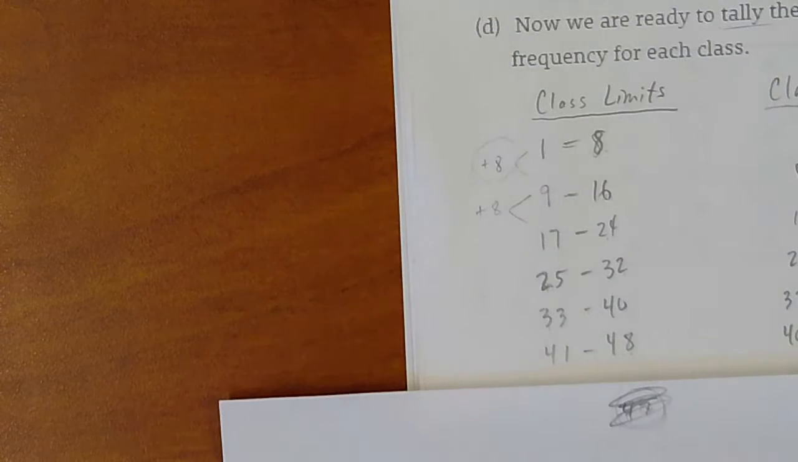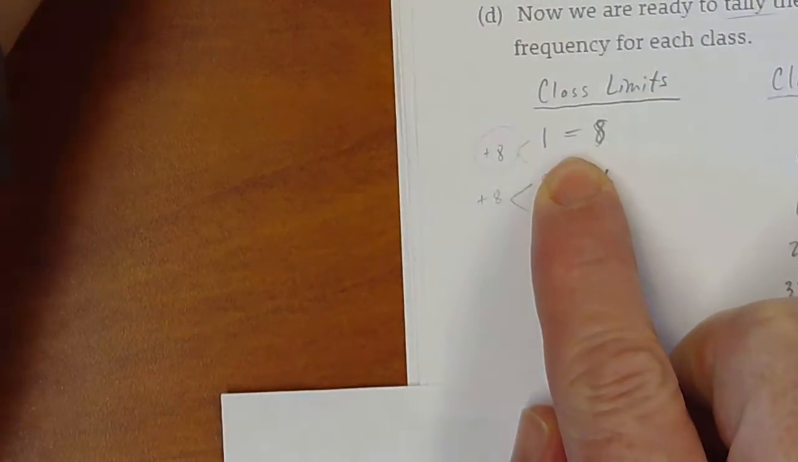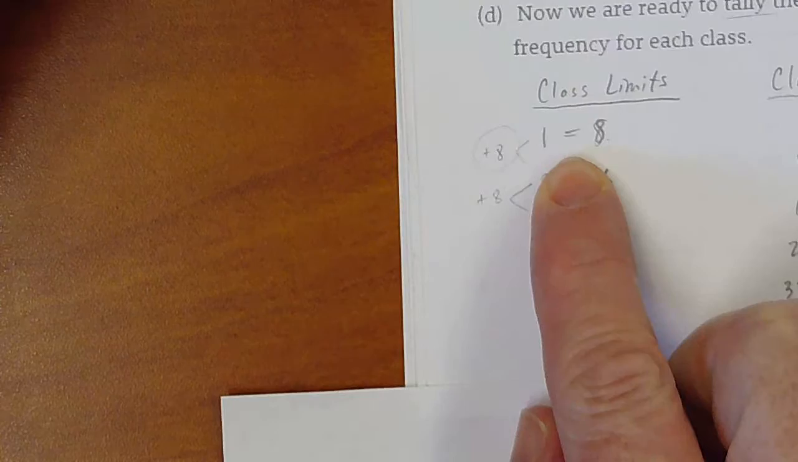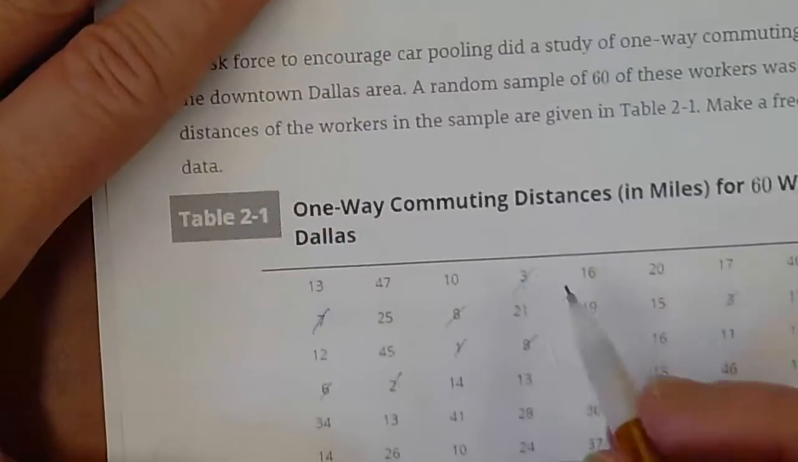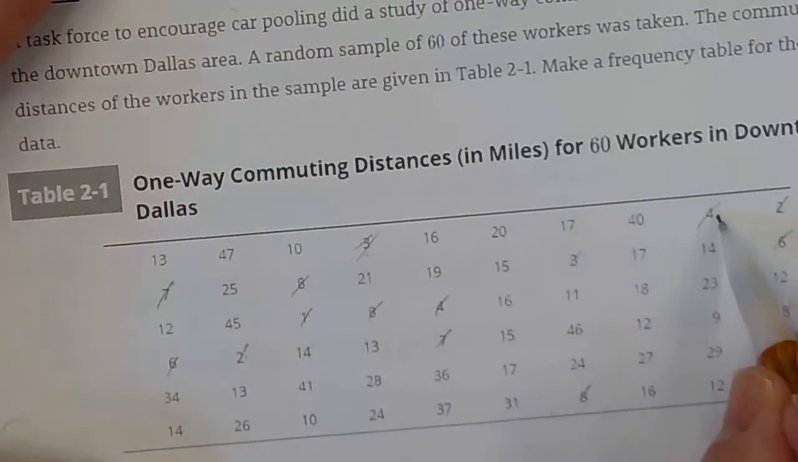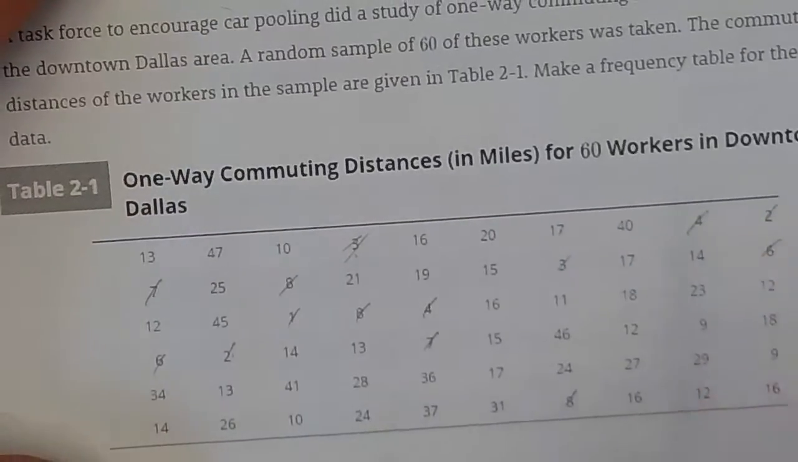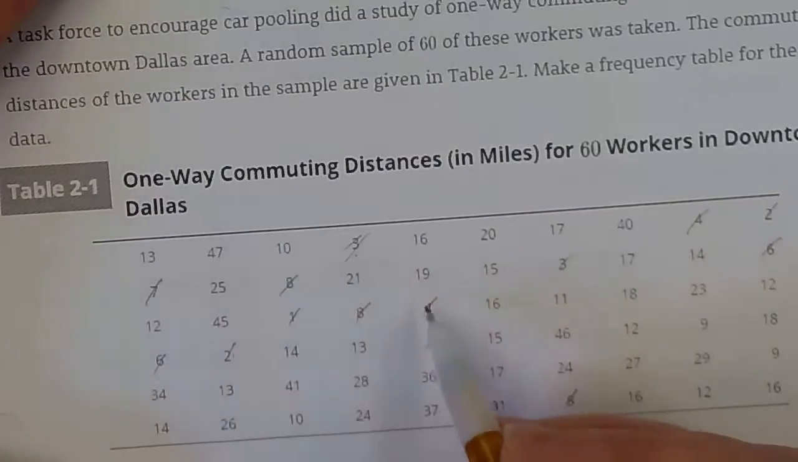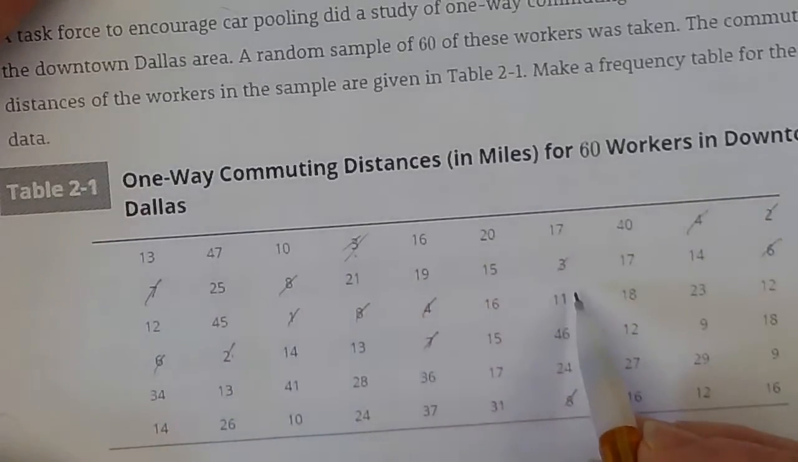All right, so now to get the frequency, this just kind of takes a while, but let me show you what you do. You go to your data and you figure out how many people drove on 1 through 8 miles or had that kind of commute. So we go through and we say there's one, and you probably cross them out as you go. There's another one. There's another one. Okay, I'm not going to insult your intelligence. I know you know how to do this. Okay, so you just go through and figure that out.